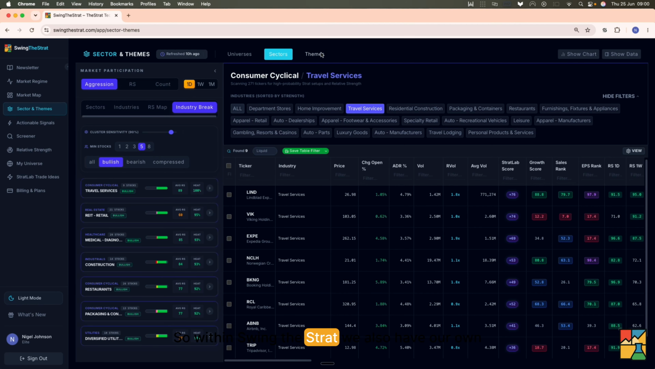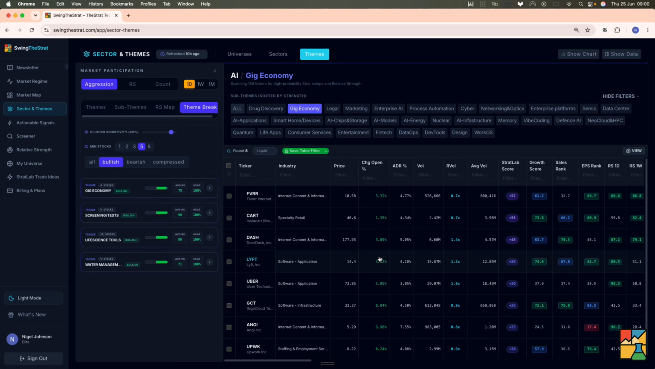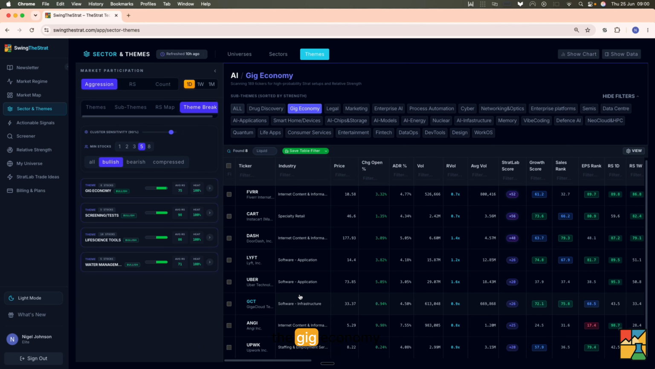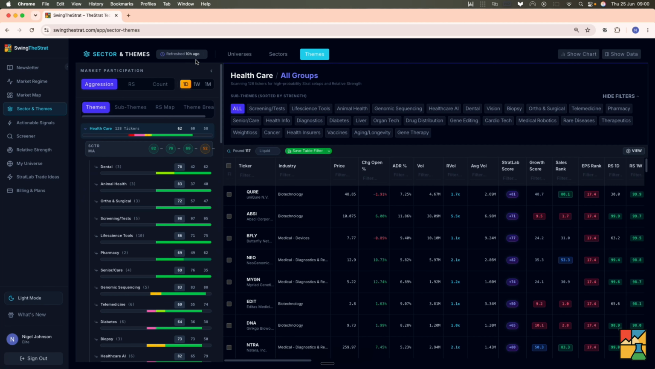So within Swing the Strat, we also have our own custom themes. And as you can see here, yesterday, there seems to be a cluster within the gig economy, for instance. You can see the themes and the sub-themes that are broken down here within Swing the Strat.